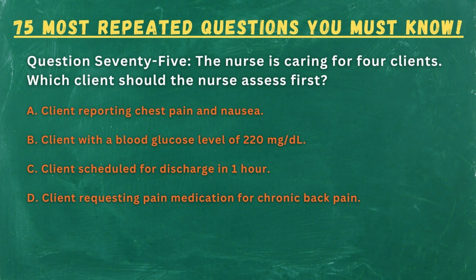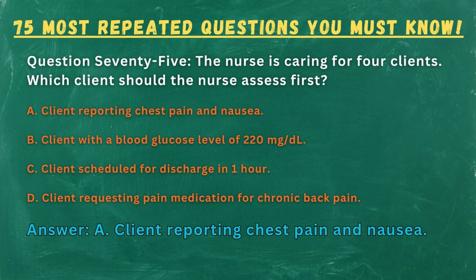Question 75. The nurse is caring for 4 clients. Which client should the nurse assess first? A. Client reporting chest pain and nausea. B. Client with a blood glucose level of 220 milligrams per deciliter. C. Client scheduled for discharge in 1 hour. D. Client requesting pain medication for chronic back pain. Answer. A. Client reporting chest pain and nausea.